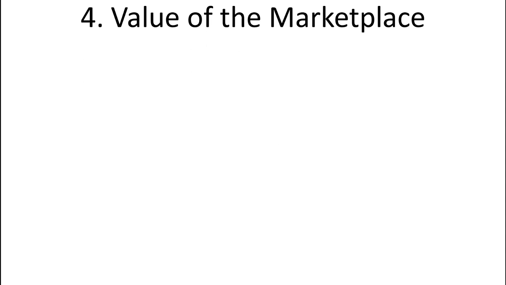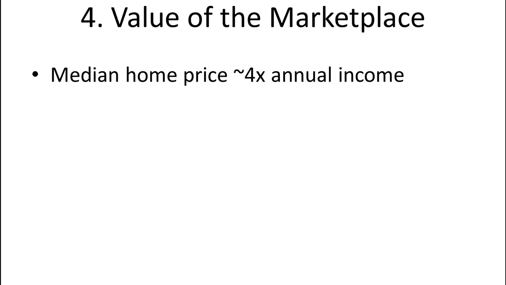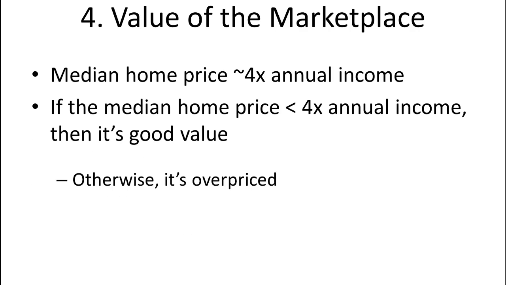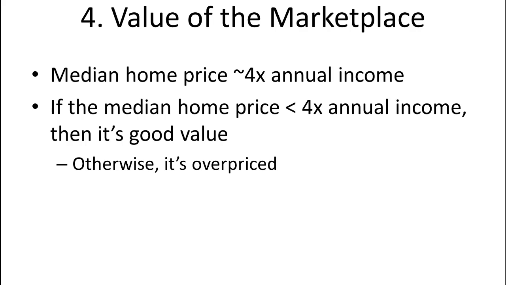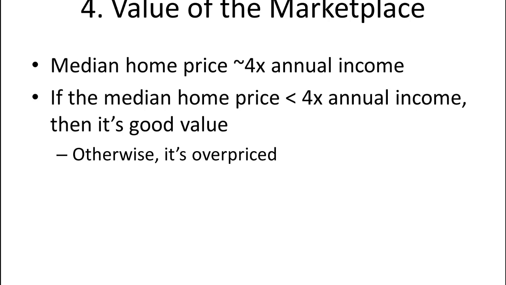The value of the marketplace is another thing we could look at. We want the median home price to be about 4 times the annual income. So if the median price of the home is less than 4 times the annual income, then it's good value. Otherwise, we deem it to be overpriced, and there are probably better places we could be looking for.